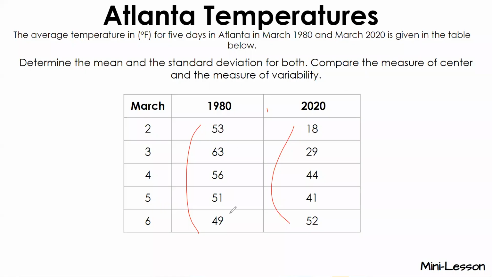All right, so what'd you get for your mean? 54.4. All right, what'd you get for the mean for over here? 36.5. Okay, and then standard deviation for the first one? 5.6. Okay, and then standard deviation on this one. 13.8.